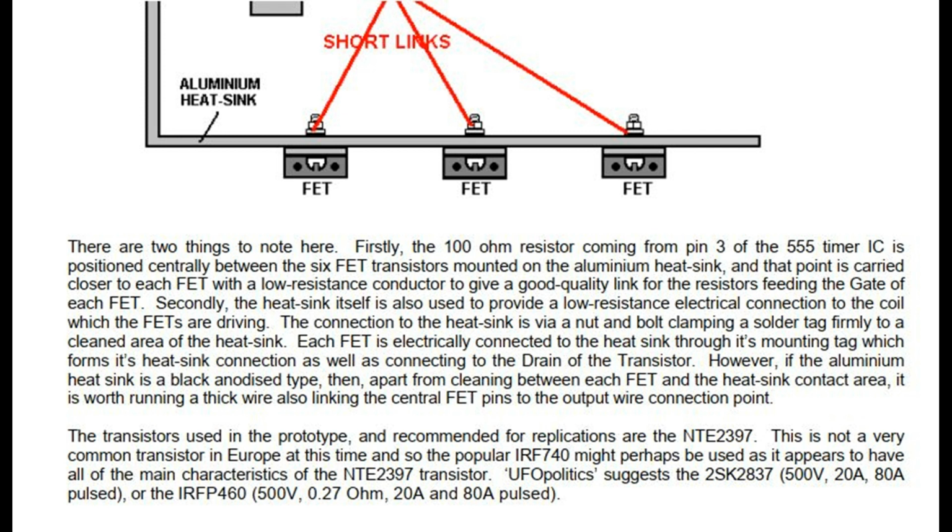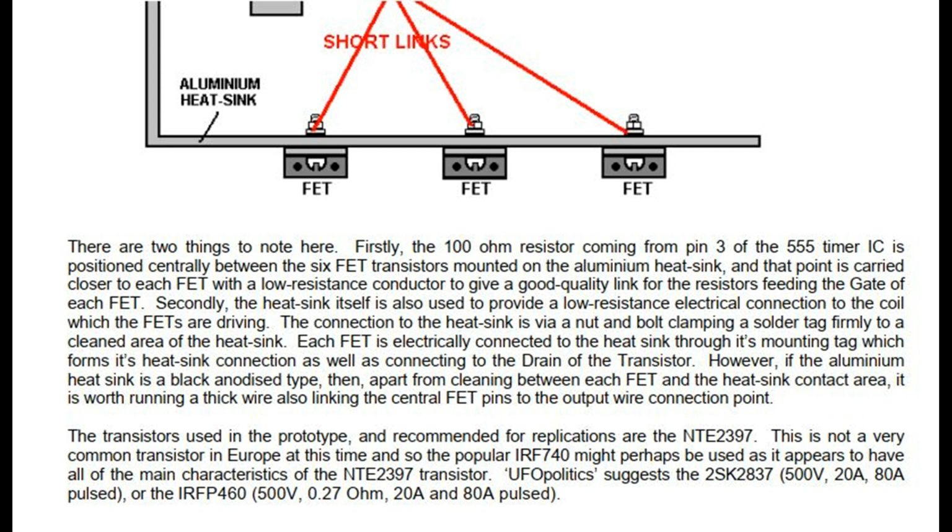However, if the aluminium heatsink is a black anodized type, then, apart from cleaning between each FET and the heatsink contact area, it is worth running a thick wire also linking the central FET pins to the output wire connection point. The transistors used in the prototype, and recommended for replications, are the NTE2397.